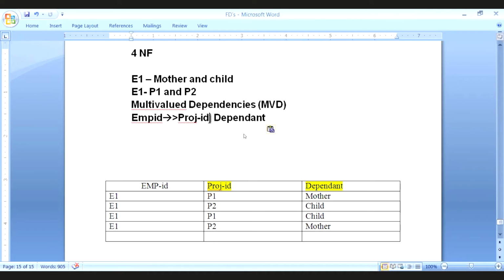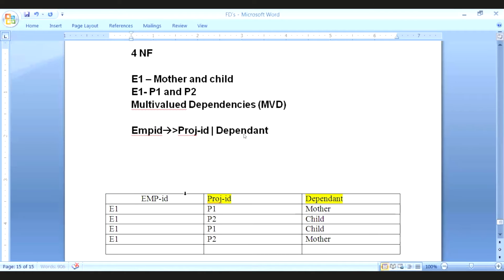Okay, so this is the method of writing an MVD. And whenever you write an MVD, you always have to mention that project ID and dependent has to be independent of each other. Then only such MVDs occur. This MVD that I showed you is a non-trivial MVD.